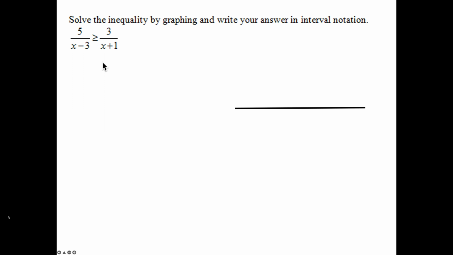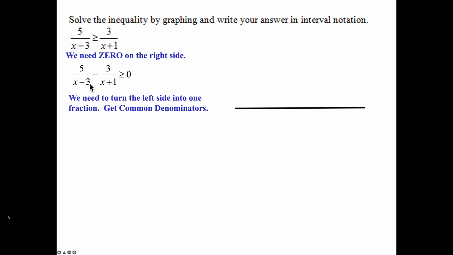Next example. Whoa, now we have 2 fractions. We still need to have a 0 on the right side. Subtract over the fraction. But in order to combine these 2 fractions together, we have to have a common denominator. And right now, these 2 denominators on the bottom are going to be my LCD.